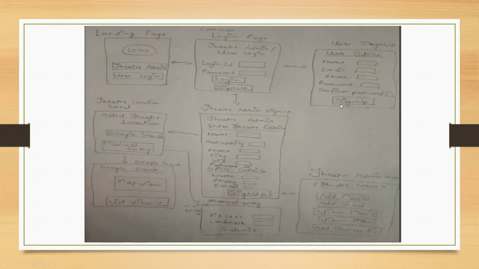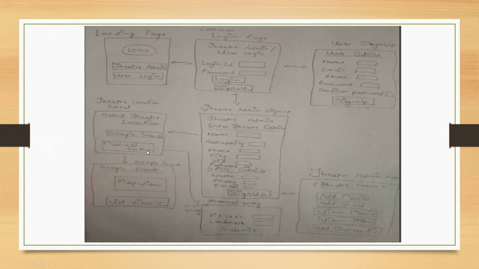And for theater admin, we have more requirements: the name, hall capacity, phone, city, zip code, password, and single point of contact details, which will be basically the details of the person who will represent the theater. And the theater also has to provide its location. So we are enabling Google Map integration over here. And alternatively, manual entry can also be done.